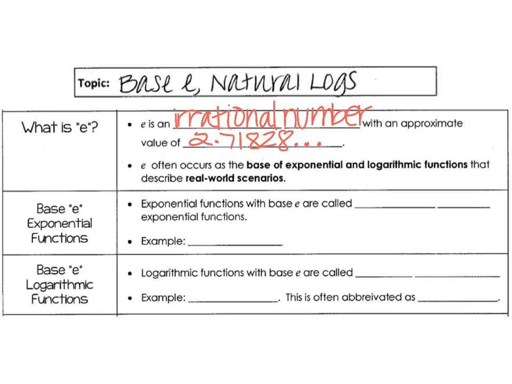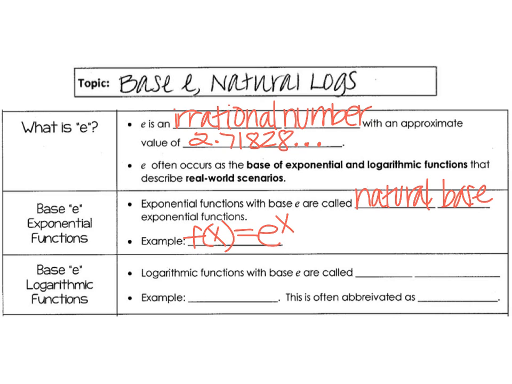E often occurs as the base of exponential and logarithmic functions that describe real-world scenarios. Exponential functions with the base E are called natural base exponential functions. An example of this would be the function f of x equals e to the x power. This is a natural base exponential function.